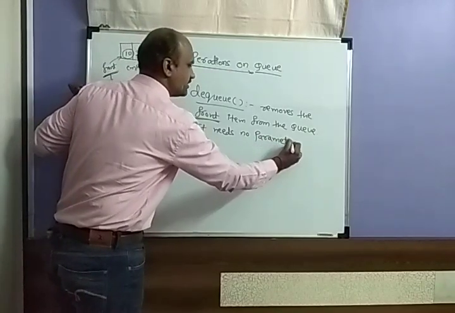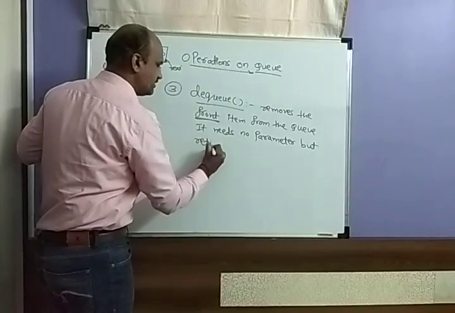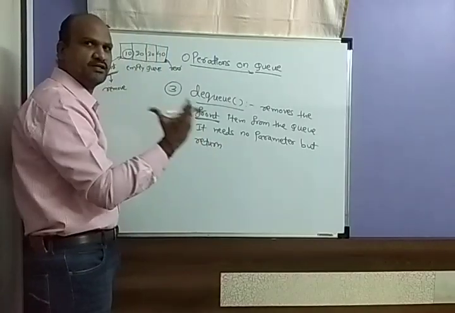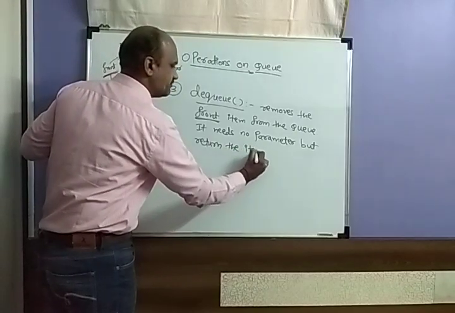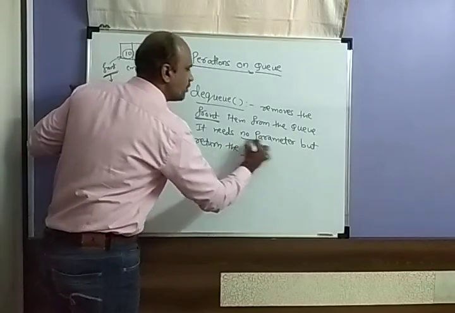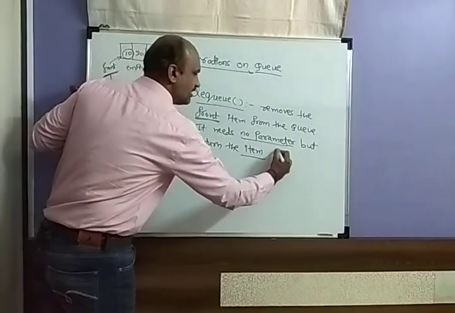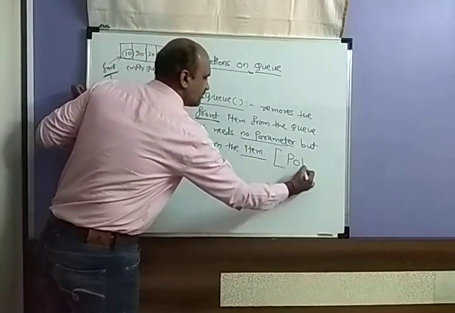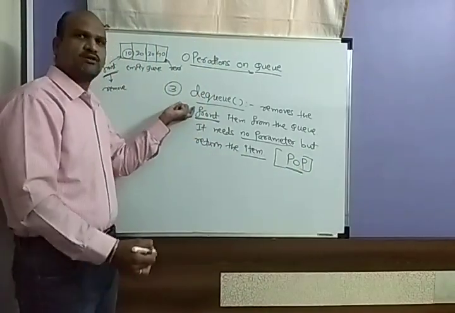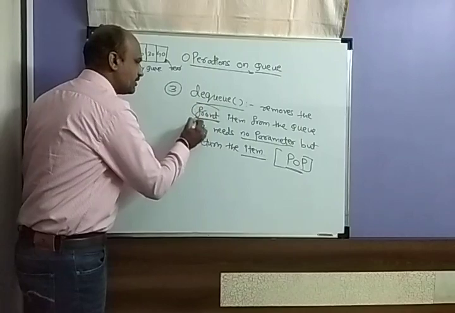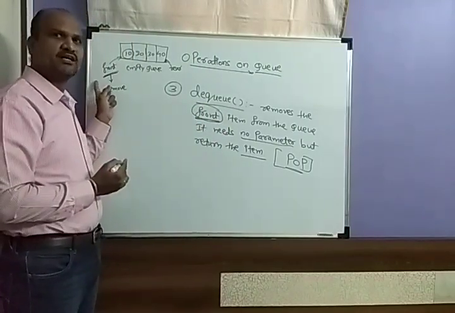It needs no parameter, but what will it return? It returns the item, because we are deleting the item. Return the item, no parameter. In this dequeue, as I told you in the stack, we call it pop. Pop means deleting. Here, in dequeue, we use the term front. Front is for deleting the item.